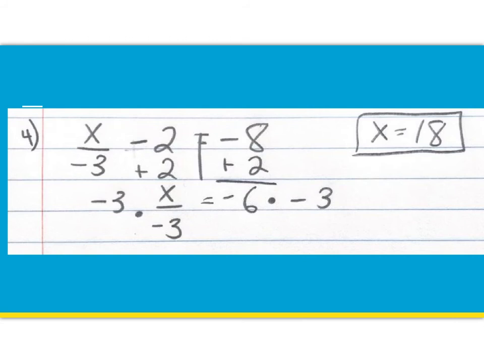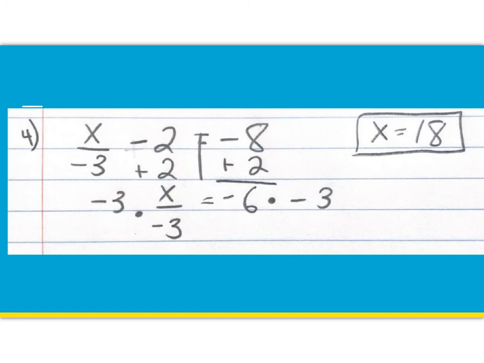Alright guys, the last problem we are doing today for our guided practice, we have x over negative 3 minus 2 equals negative 8. First thing we do is our addition or subtraction and get rid of the constant that is on the same side as the variable. So the opposite of minus 2 would be to add 2. Remember to keep it balanced, we do the same thing to the other side.